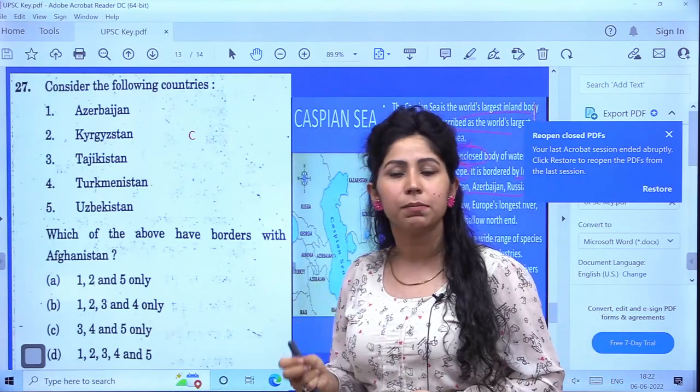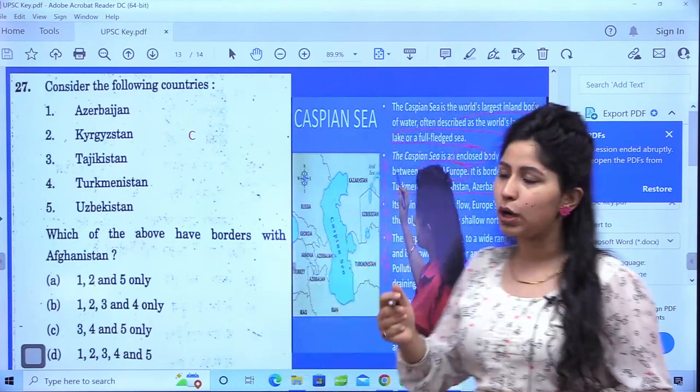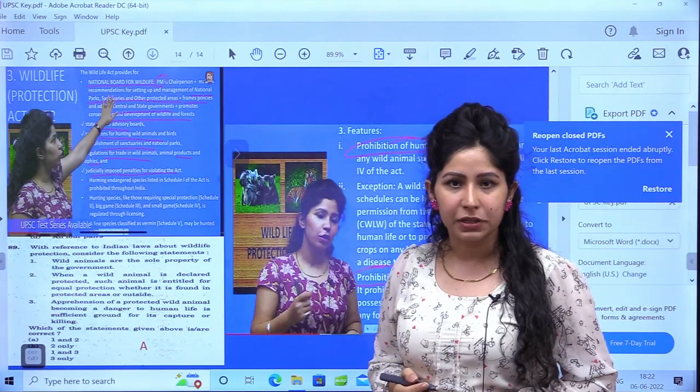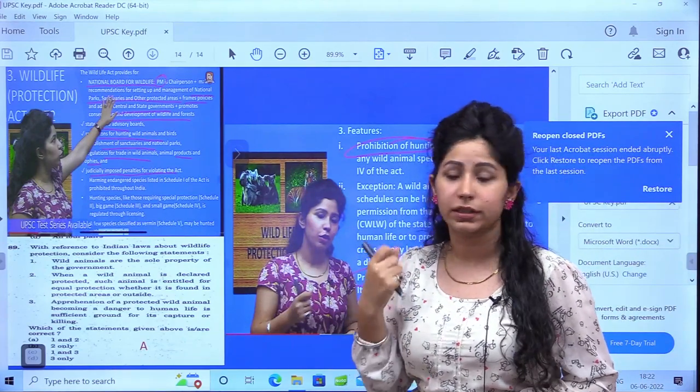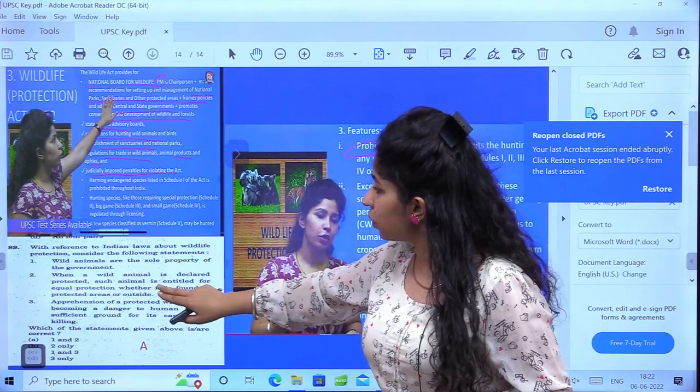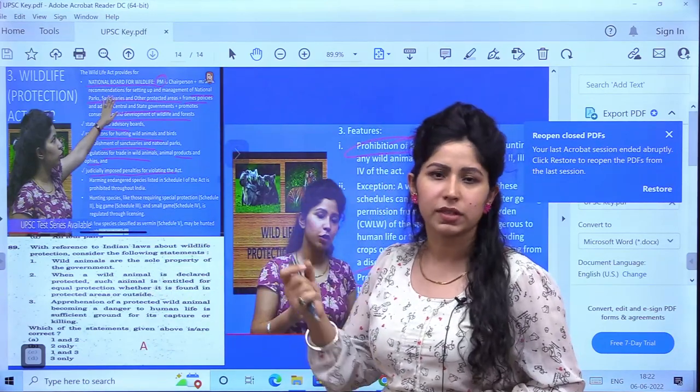Mapping became very simple by just four lectures if you have taken those. The next one is about the Wildlife Protection Act. This seems to be a very tough question, question number 89. It says that wild animals are the sole property of the government, and tough statements like that.